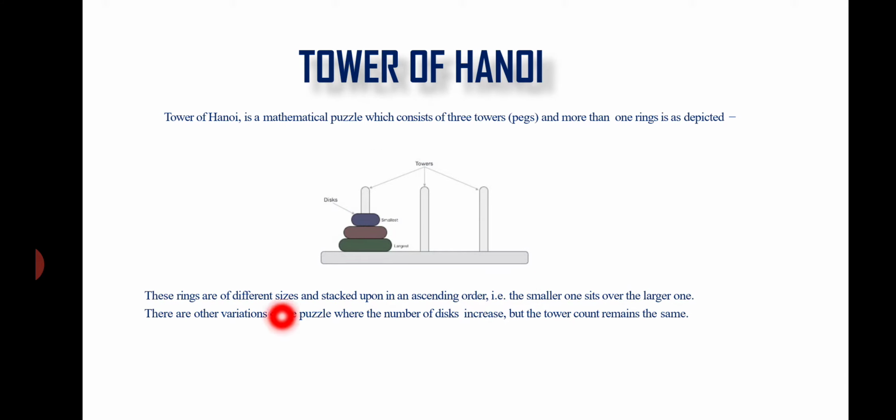There are other variations of the puzzle where the number of disks increases but the tower count remains the same. It is clearly mentioned that the rings are of different sizes, stacked in ascending order. Therefore, the smaller one sits over the larger one. But we are applying the concept of stack.